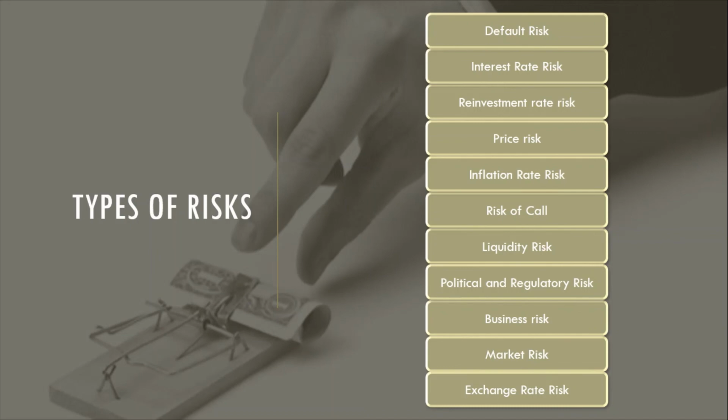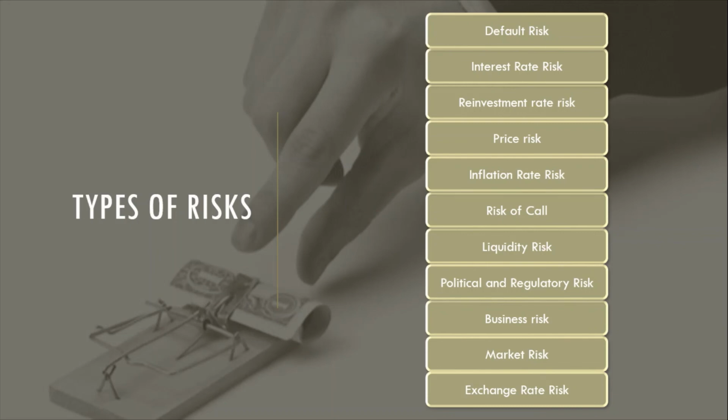Again, when we say systematic, it's unavoidable, and when we say unsystematic, it's avoidable. So default risk is, this one is unsystematic, simply because you can actually control. The firm can control default risk. Interest rate are beyond the control of a company. Same with reinvestment rate and price risk, because they are all connected with interest rates. So therefore, they are systematic.